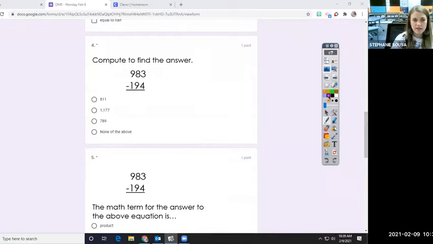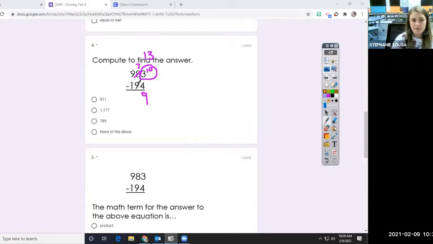Compute to find the answer. 3 ones minus 4 ones is impossible. You got to borrow. We're going to borrow a 10 and add it to our 3 ones. So now we have 13 ones. 13 ones minus 4 ones is 9 ones.